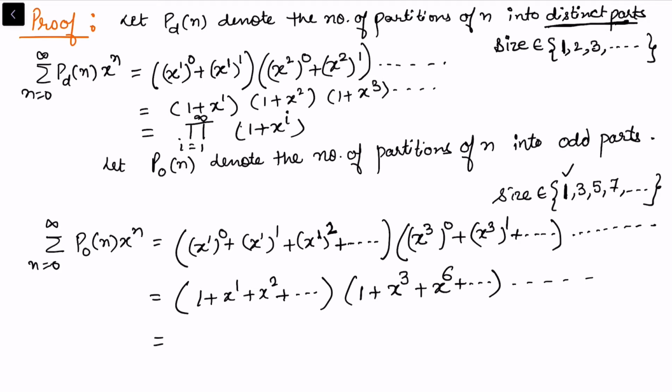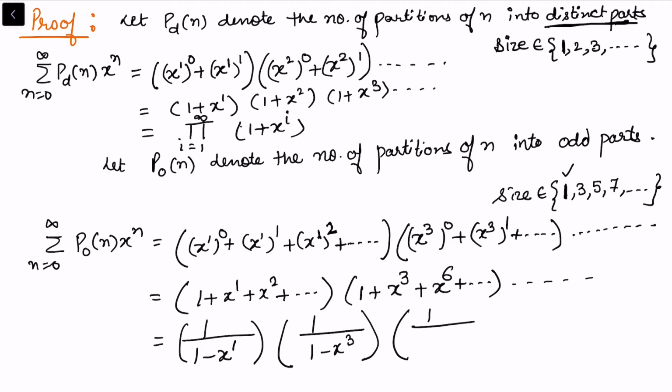So here, using the GP, the first term translates into 1 over 1 minus x to the power 1. Next term will be 1 over 1 minus x cube. Similarly, the next terms will be 1 over 1 minus x to the power 5, and 1 over 1 minus x to the power 7, and so on.